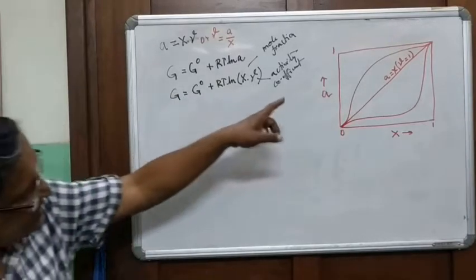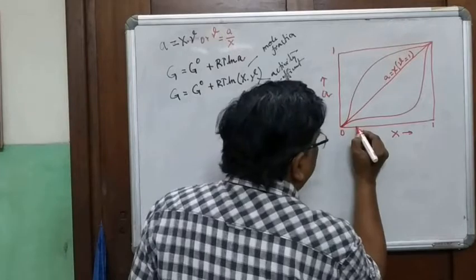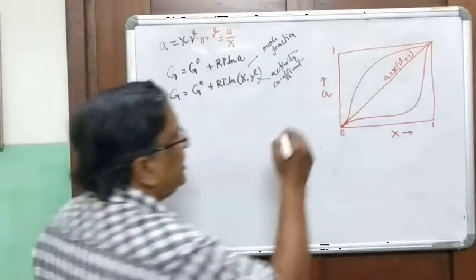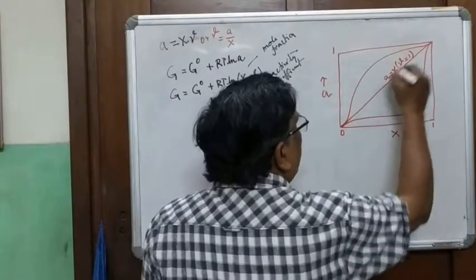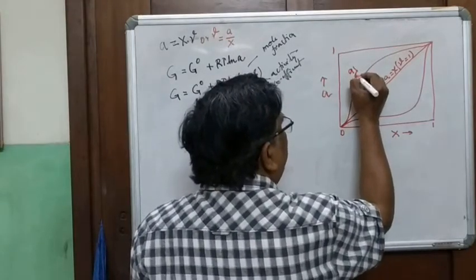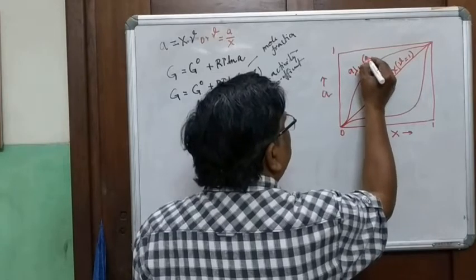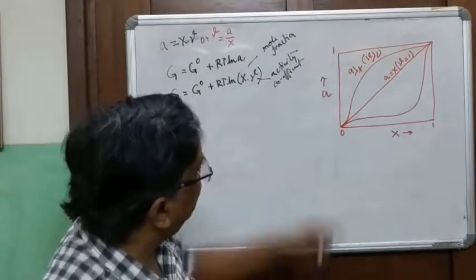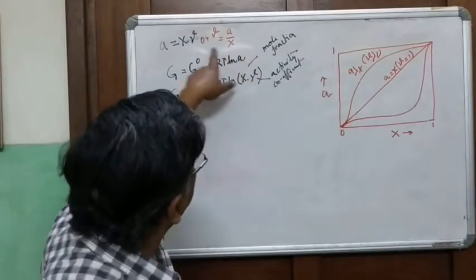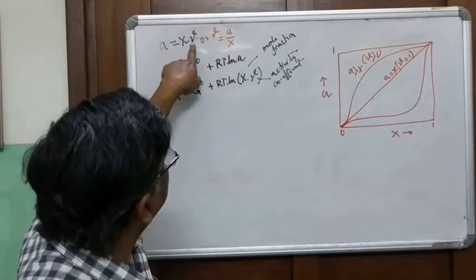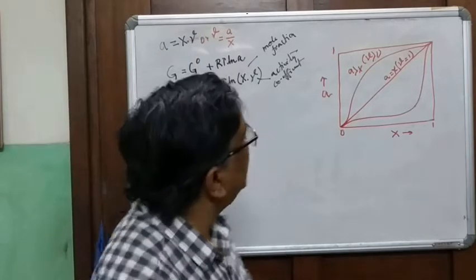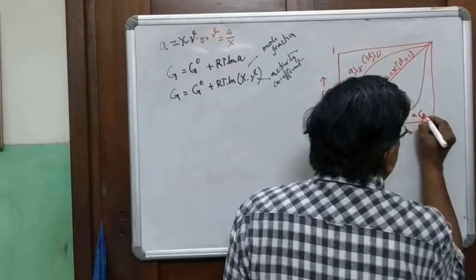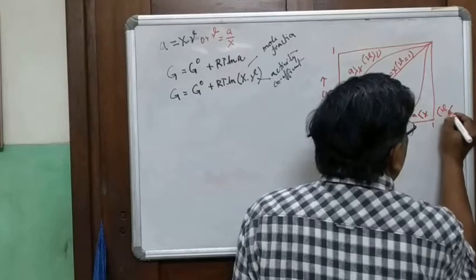What is here on this side? You see, for a particular value of x, A is larger. So here, this is called ideal solution. Here, A is greater than x. That means gamma is greater than 1. On this side of the diagram, A is greater than x, that means gamma has to be greater than 1. And on this side, A is less than x, and therefore gamma is less than 1.